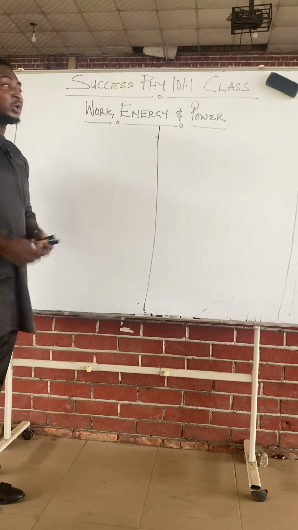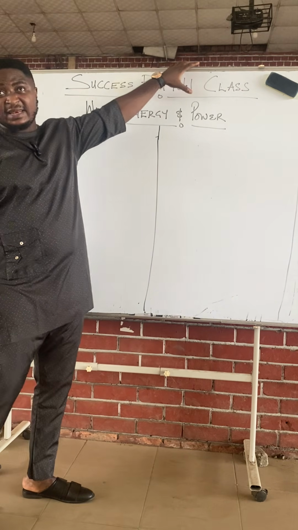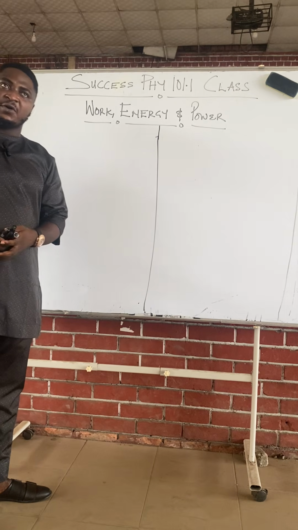All right, welcome to Success is 101 class. Today we want to look at work, energy, and power. This is chapter 5 of Physics 101, Mechanics and Properties of Matter. We've done chapters 1 to 4 already.